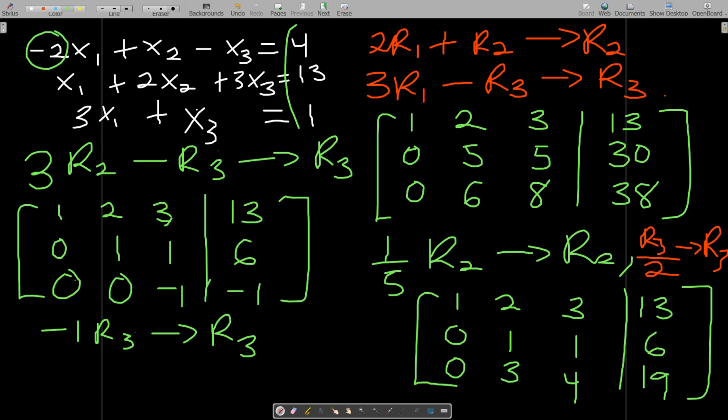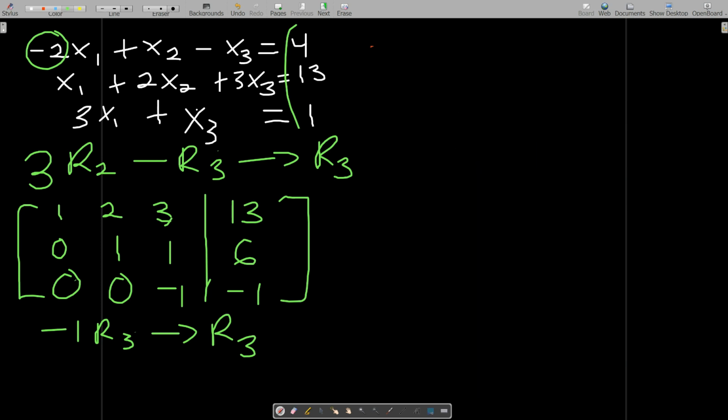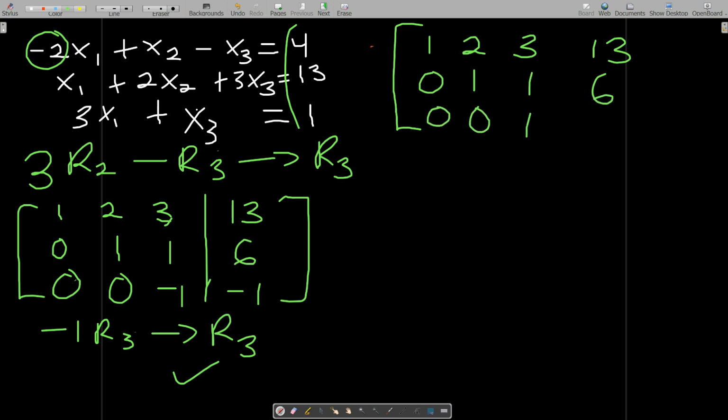So now in this case it means that I want to make sure that the elements inside row 3 are all positive. So if we apply this rule on it, then we get something like this: 1 2 3, then 13 will come, 0 1 1, 6, and 0 0 1. When we multiply negative 1 through row 3, we get 1 1.